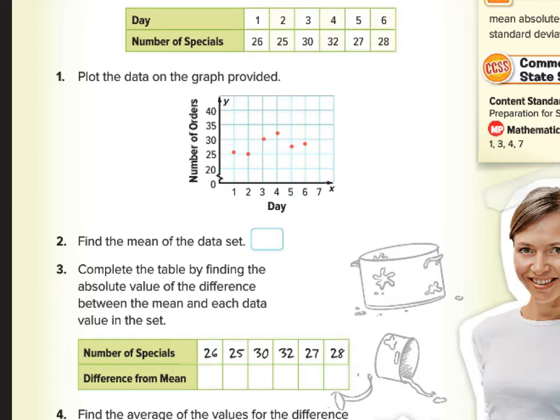Number 2, find the mean of the data. Remember, to find the mean, we have to add all our values in the y and divide it by the number of values. So we would add 26 plus 25 plus 30 plus 32 plus 27 plus 28, which is 168, and we're going to divide it by 6 because there are 6 values, and we get 28. So our mean is 28.